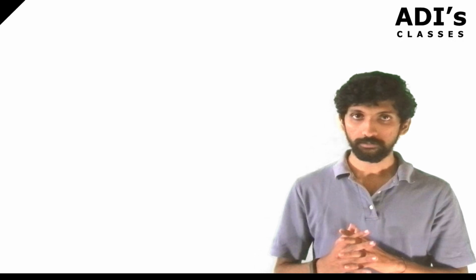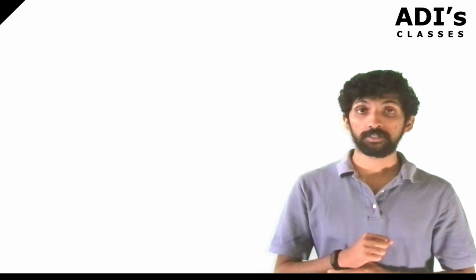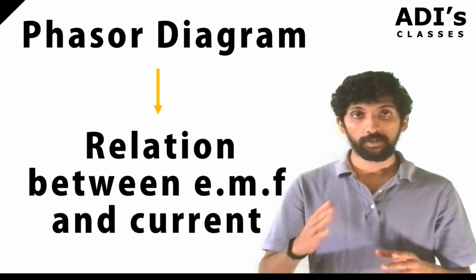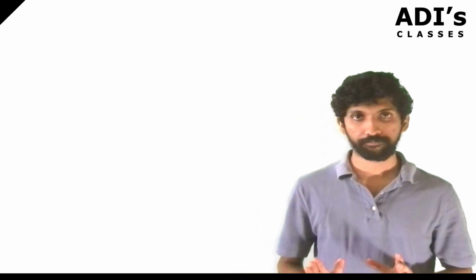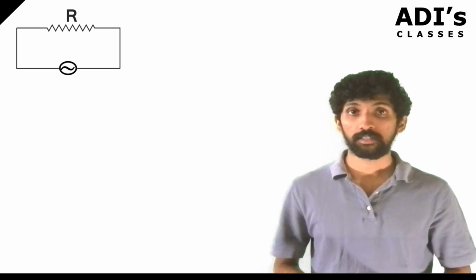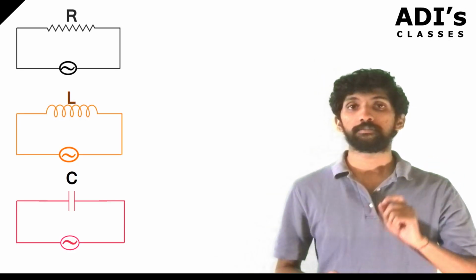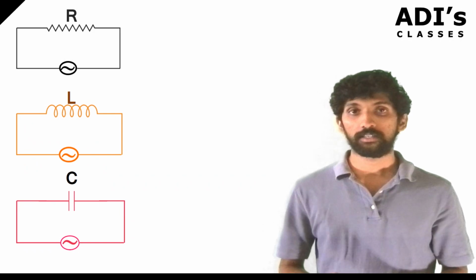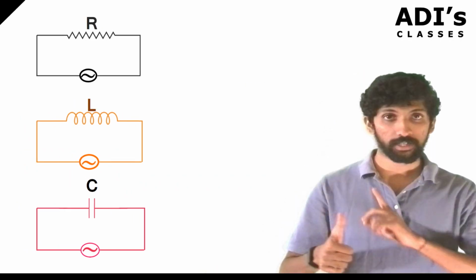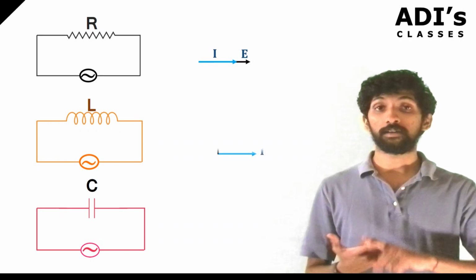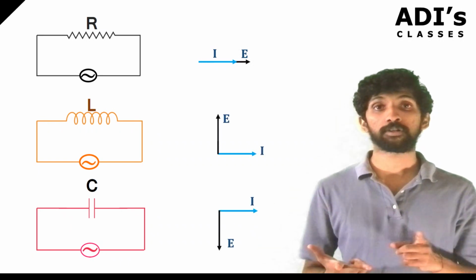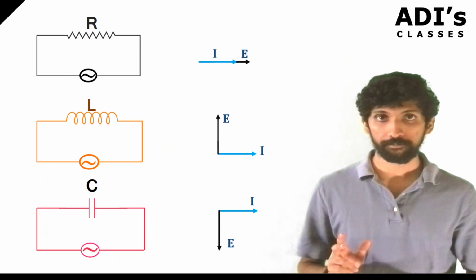by root 2, right? The next thing you guys learned was a phase diagram, or phasors. So phasors gave a relation between the EMF and the current, correct? Then you learned about an AC through a pure resistor, pure inductor, pure capacitor, right? And then a combination of R and C, right? So in a resistor they were in phase, in an inductor the EMF was leading the current by pi by 2. In a capacitor, the EMF was lagging the current by pi by 2, right?